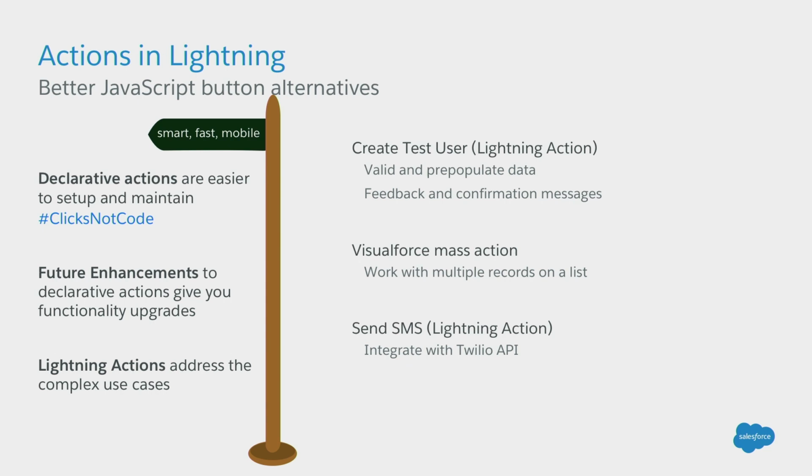I've created several actions to show you how you can do this in Lightning Experience. The first one is a create test user action, and this one is showing field validation and how it auto-populates data and interacts with the user. Throughout the whole process, it also provides feedback and a confirmation message at the end. The next one is a Visualforce mass action, where you can perform work on multiple records at the same time. This was not previously available in Lightning Experience. And finally, I have a send SMS action, which is integrating with a third-party API, in this case Twilio, to perform some work. So I'm going to start my demo.